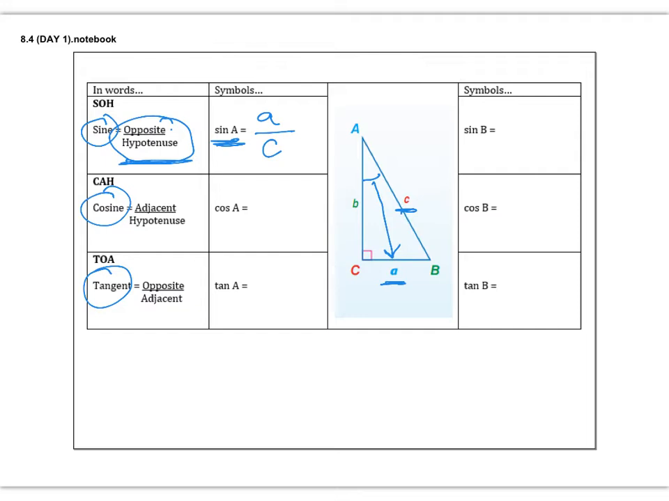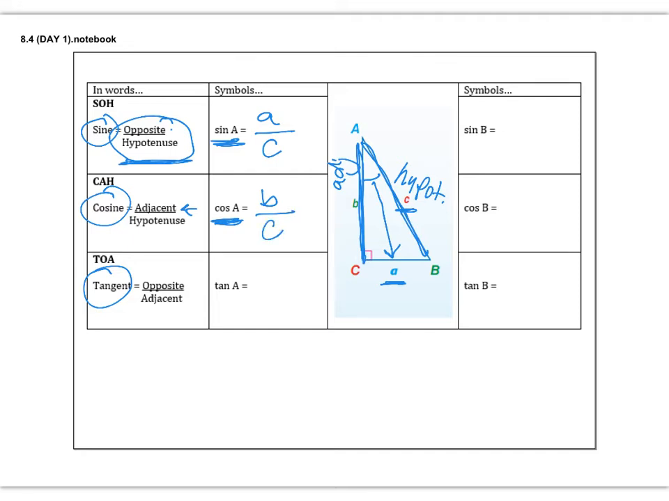Cosine is adjacent over hypotenuse. Now, the adjacent side is going to be a side that touches the angle. So we're going to find the cosine of A, and I need the adjacent side to angle A. And so this right here would be the adjacent side. Technically, the hypotenuse is also adjacent to angle A because they both touch angle A. But since C is already the hypotenuse, we don't call that the adjacent side. We call the other side that touches the angle the adjacent side. So if I was going to find the cosine of A and I had to do the adjacent over the hypotenuse, it's going to be side B over side C.